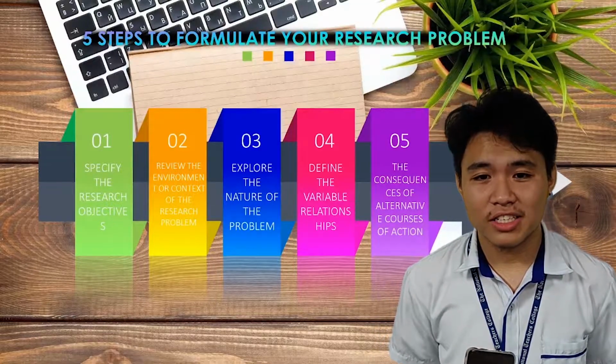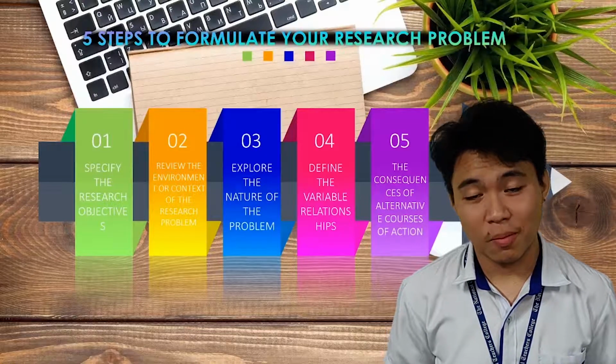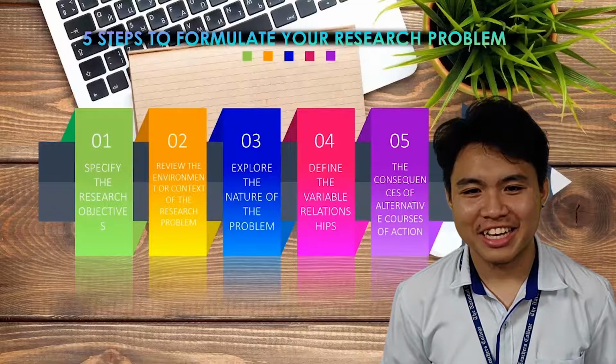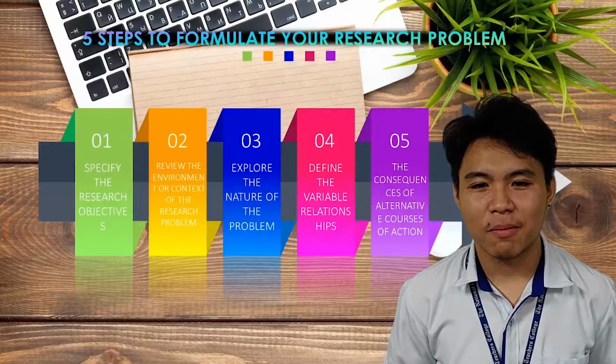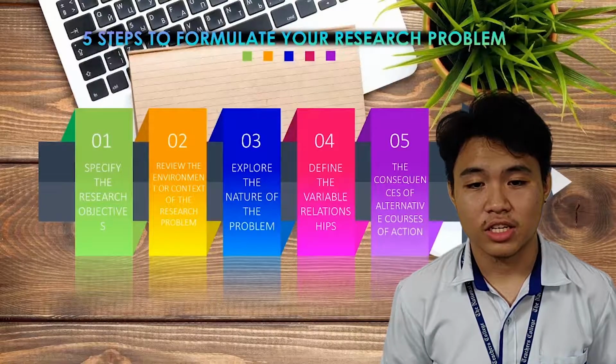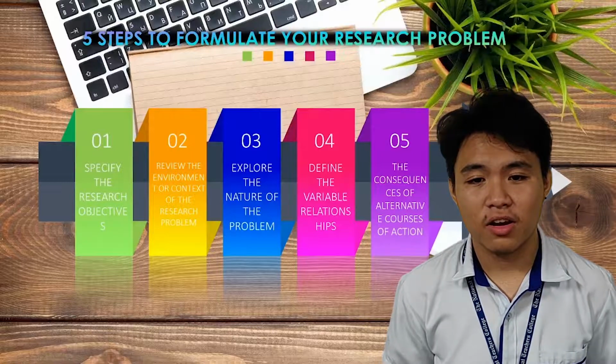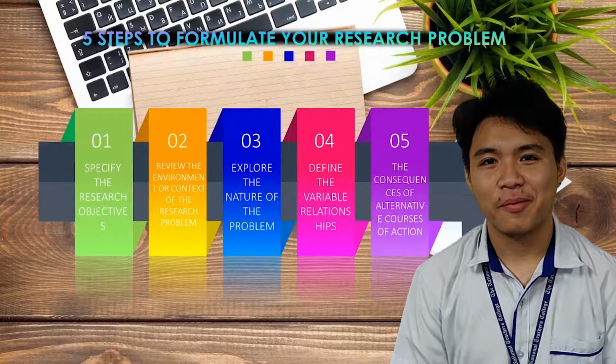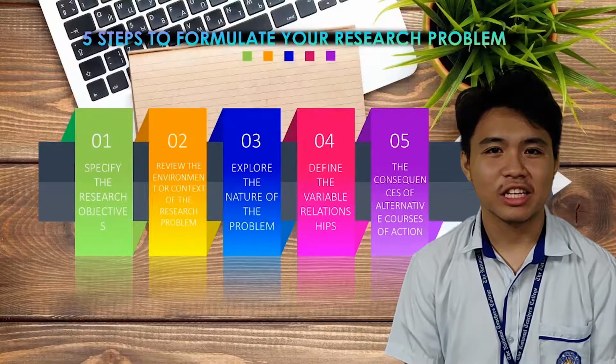There are always consequences to any course of action. In one or more projects, anticipating and communicating the possible outcomes of various courses of action is a primary responsibility in the research process. That's the 5 steps to formulate your qualitative research problem.